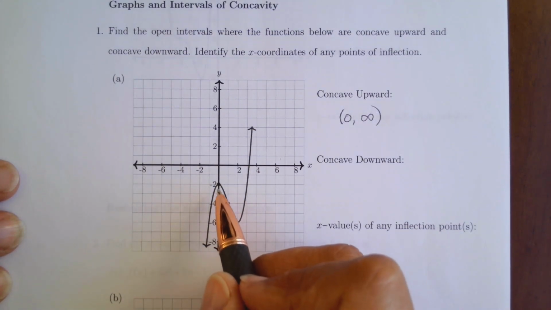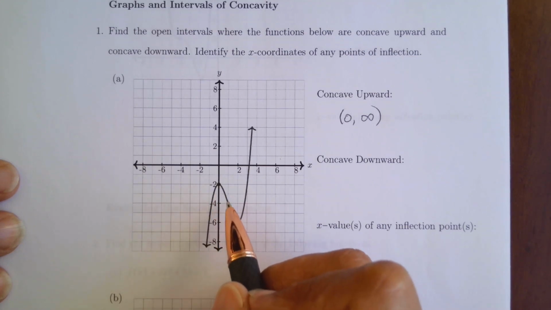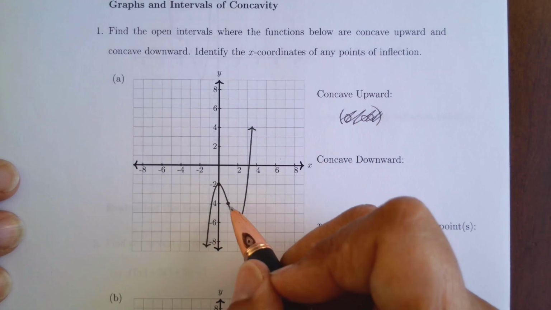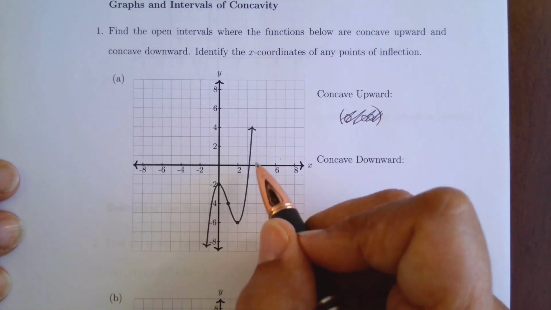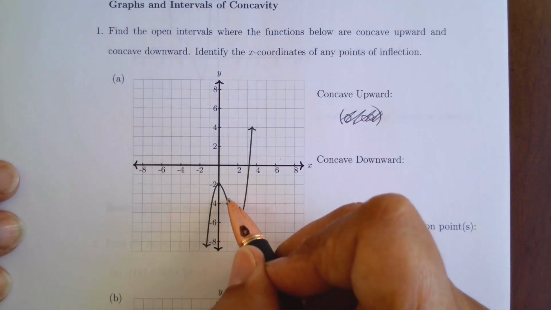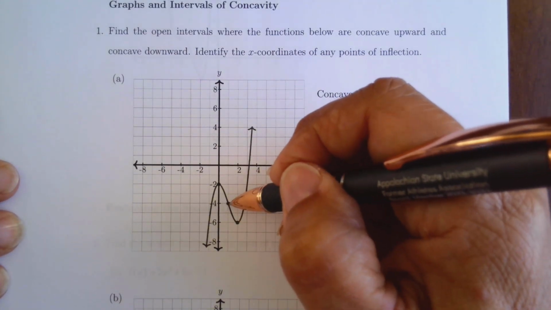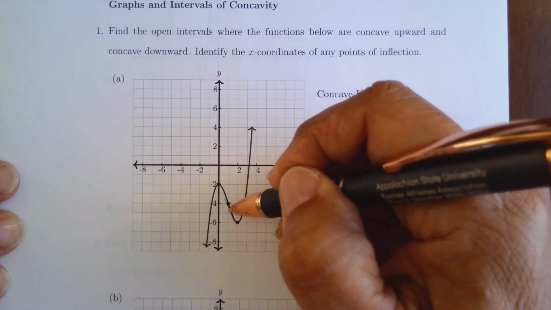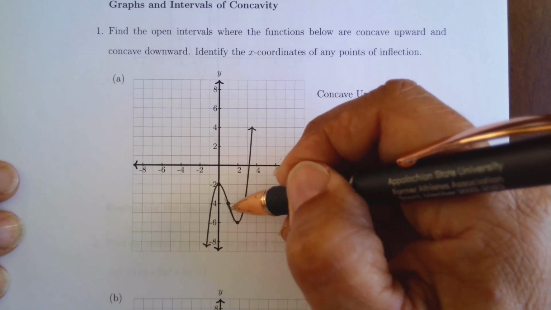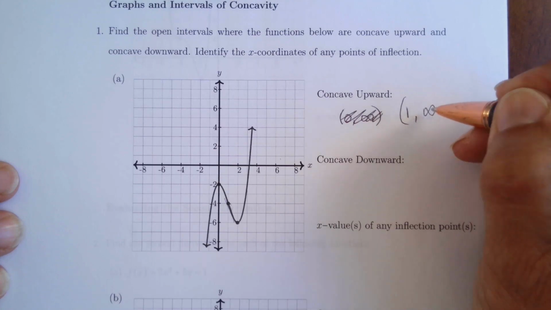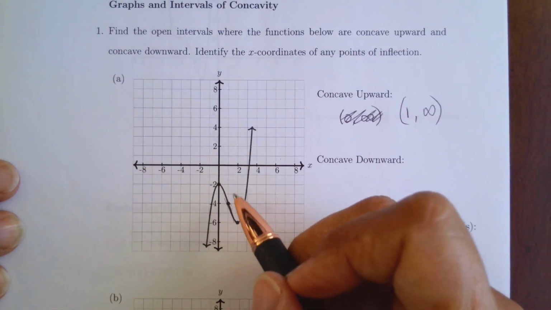Oh, I'm sorry, I went to 0. That is not true. Hopefully you're yelling at me right now, okay? I'm sorry. We are concave up from this point, okay? I just said that and I just proved that to myself. So right here, this line, this is where the tangent lines start being below. So this is concave up from 1 to infinity. Glad I caught that. Okay.